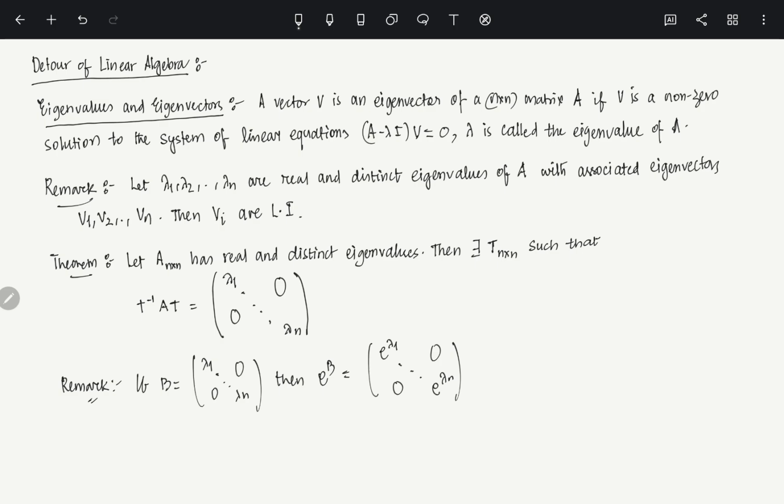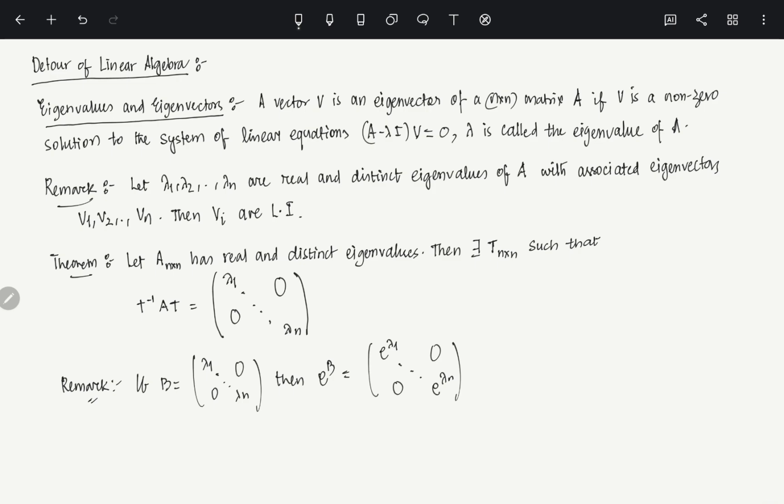Okay, so you do realize that calculating the exponential is going to be very simple. If you are starting with a matrix which has real and distinct eigenvalues, then it is diagonalizable, and you can write it in this form. And once you can write it in this form, calculating the exponential gets very easy. That's the idea. Okay, so let's look at this theorem.